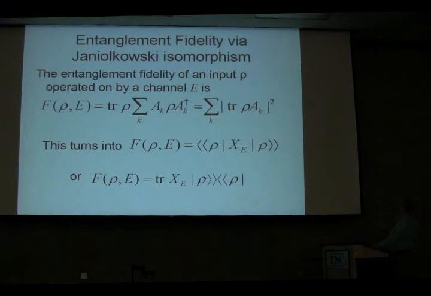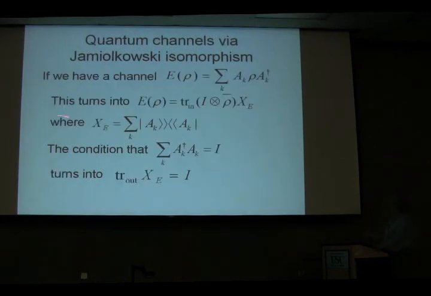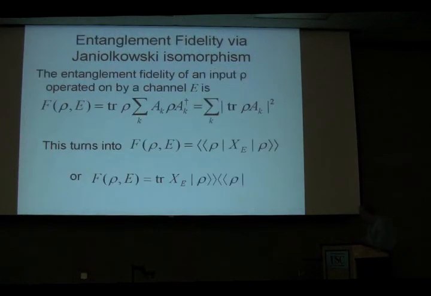So we're maximizing entanglement fidelity. How do you represent entanglement fidelity in this funny way of looking at quantum channels? Well, the entanglement fidelity of an input rho is the trace of rho times the summation over k of A_k rho A_k dagger, which you can rewrite as the summation over k of the trace of rho A_k squared. And if you go back and look at this representation of the channel, it's not too hard to see that the fidelity is just the inner product of rho with x sub E times rho. And x sub E here is a positive semi-definite matrix, and rho is a vector. So we're trying to maximize this trace of x sub E with rho, this matrix.